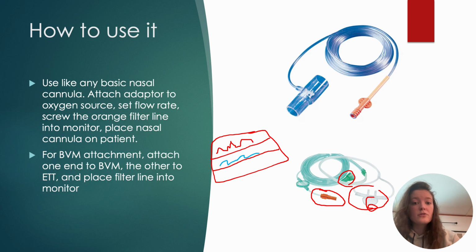So you're going to use the scroll wheel, scroll down to this third little box, hit the middle button, and change it to end-tidal CO2. And then it'll show up with your nice little waveform over here. And then it should display, obviously, the number and things like that. And then for the BVM attachment, you attach one end to the BVM, the other to your iGel or your ET tube, and screw it into the monitor as well.